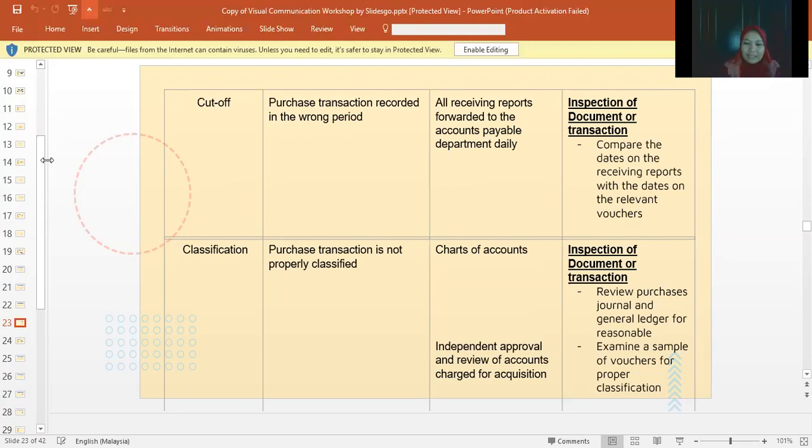And then next is classification. Purchase transaction is not properly classified in the proper account, and so the control activities are a chart of accounts and then independent approval and review of accounts charged for acquisitions. So the audit procedures involved are inspection of documents or transactions, review the purchases journal and the general ledger for reasonableness, and examine a sample of vouchers for proper classification.